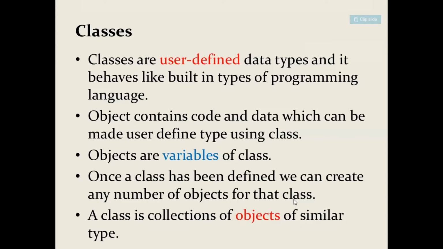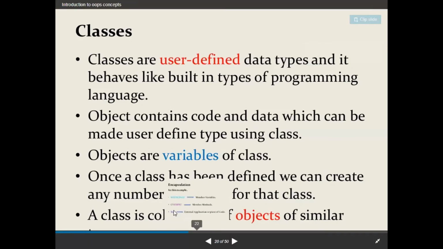Can you tell like that? In a class, there are n number of objects. Yes, ma'am. So many objects are here. So these objects form a class. Now see the last point. A class is a collection of objects of similar type.